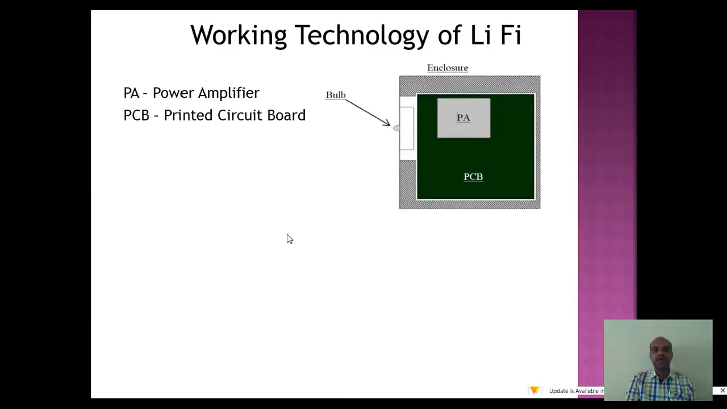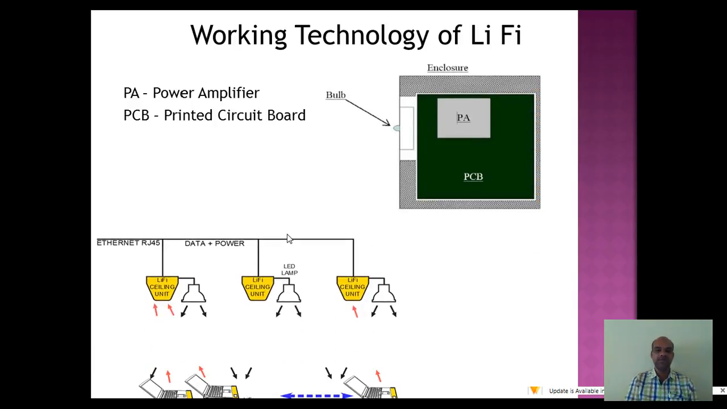So what is the working technology? That is how it works. As we know, depending on the intensity of the LED, the data may be transmitted that fast. That means if you want faster transmission, we need faster modulation. The modulation has to be done very fast.